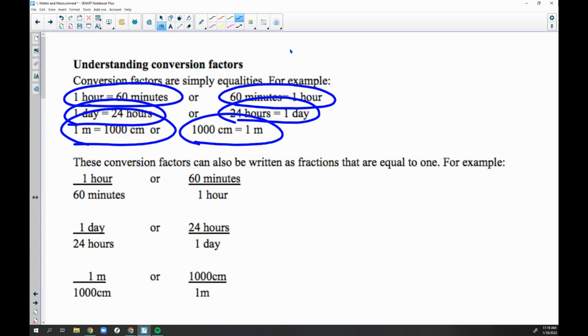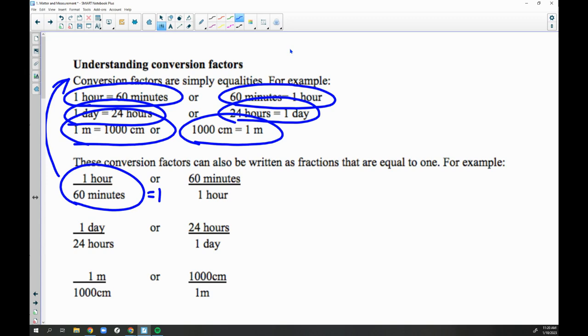equals a meter. All right, so we can write these conversion factors as fractions, and this is what we're going to be doing in chemistry class most of the time. So for instance, this conversion factor up here of 1 hour equals 60 minutes, we can write it like a fraction in that way, 1 hour over 60 minutes. And because the top and the bottom have the same value, this fraction overall has a value of 1.